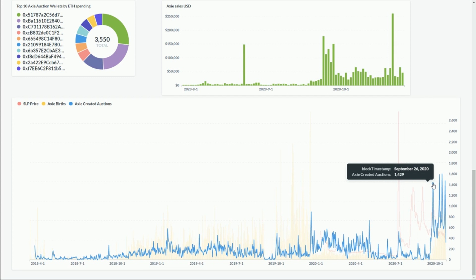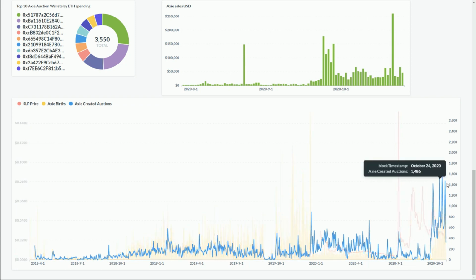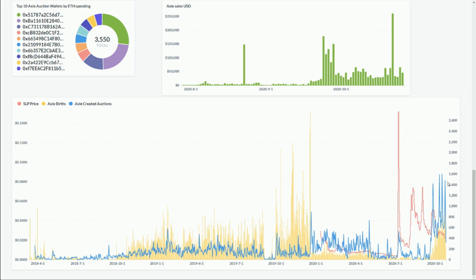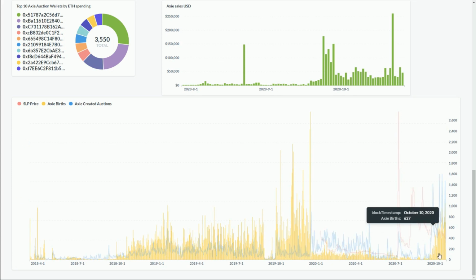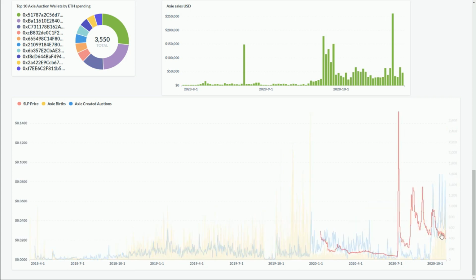So we see a lot of price velocity in the Axie community at the moment, and that's been reflected in these very high spikes of auctions. We're seeing 1,500 auctions created in a day. Obviously, not all of these are being fulfilled, but there's lots of supply being added to the system, and this is reflected in Axie births. The births of Axies are going up. This is, I think, partly happening because the small life potion value is going down.